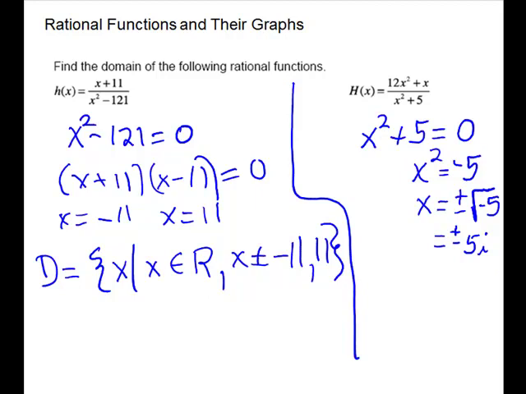So your domain here is going to be all reals on this one because we did not get a real number that would make this denominator 0. So our domain here is negative infinity to positive infinity.